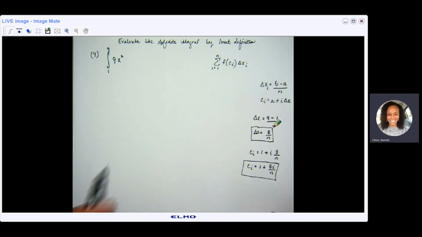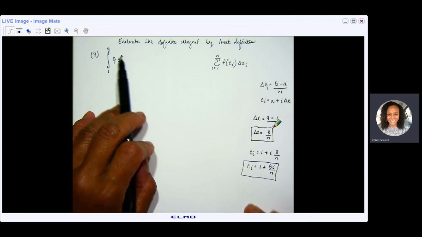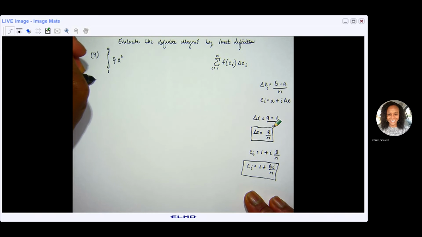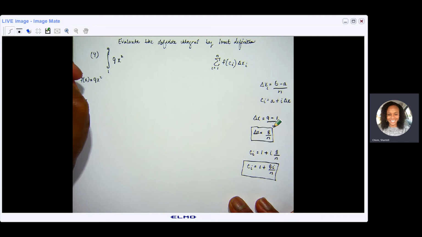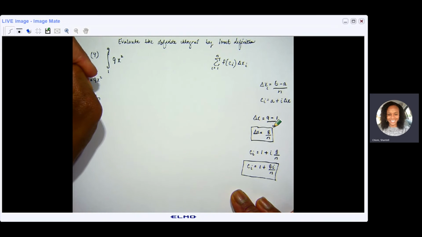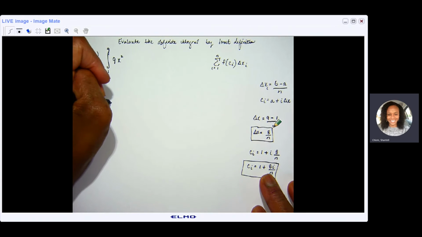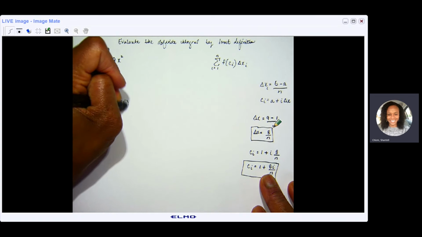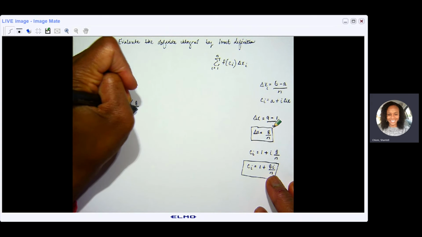Now we're ready to actually apply this limit definition to our function. Our function, f of x, is 9x squared. Okay? So it's actually quadratic in this case. The last example was a constant function. So we've got the sum, so I'm applying this right here. The sum from 1 to n of f at c, which is 1 plus 8i over n, times delta x sub i, which is just 8 over n.